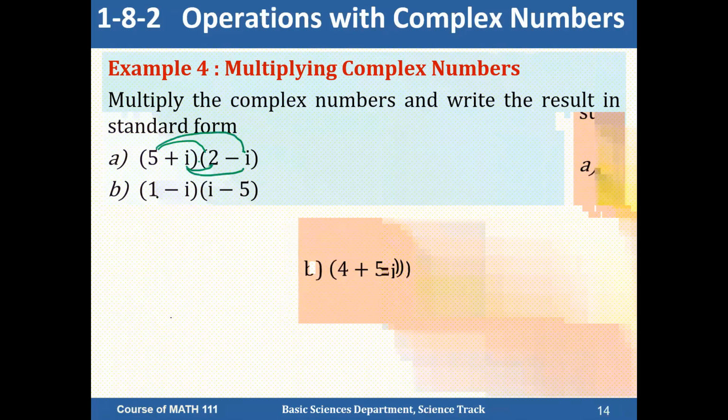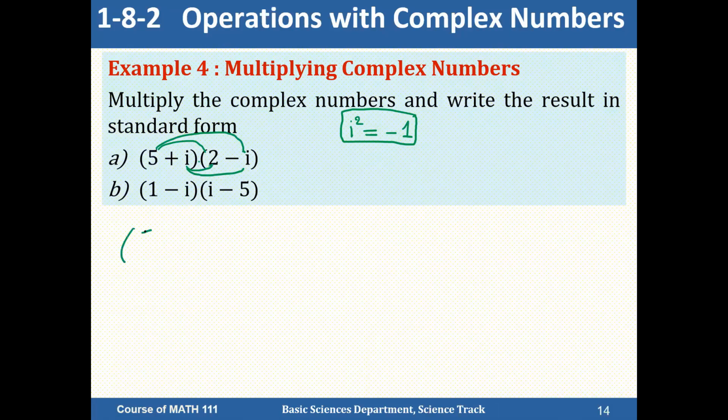As usual. The only new thing here is that each time we have i squared, we replace it by negative 1. This is the only novelty here for multiplication. So let's start with the first: 5 plus i times 2 minus i.